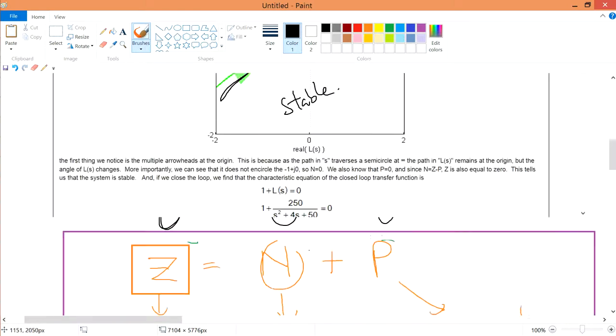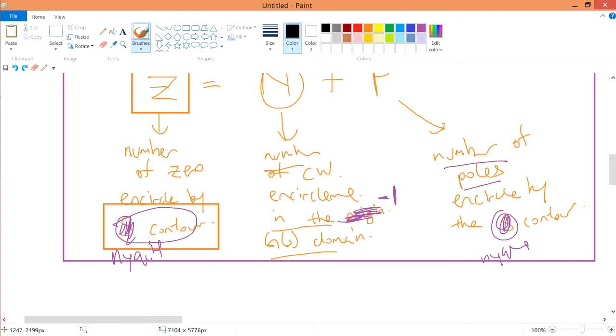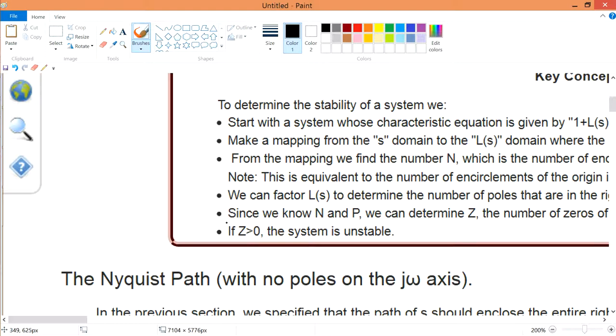Or in other words, in this case there is no encirclement, and therefore N is equal to 0 also, in another sense. Because it didn't encircle, N is the number of clockwise encirclements of the negative 1. Because there is no encirclement, it's also considered stable. But this is not exactly the defined way to define stability. The defined way is if Z, the number of zeros in the Nyquist contour, is not larger than 0. If it's larger than 0, then it is unstable.